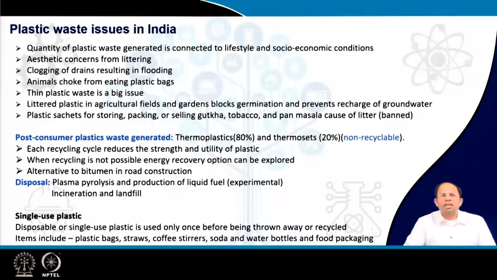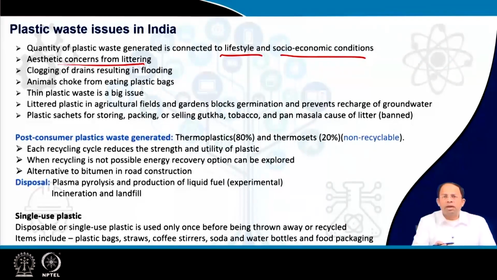Now, why are we concerned with plastic waste? The quantity of plastic waste in a city varies, and it is connected to the lifestyle of the people and the socioeconomic conditions of the people. It depends on other aspects as well, but more or less these are the 2 major things which decide what quantity of plastic is generated by an urban area. Then plastics result in littering, which gives a pretty bad aesthetic look to that area. So it's a big concern.